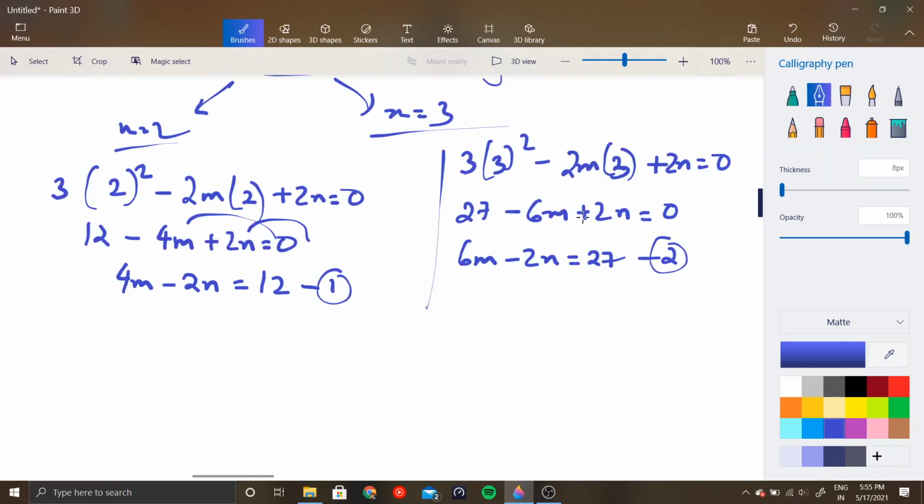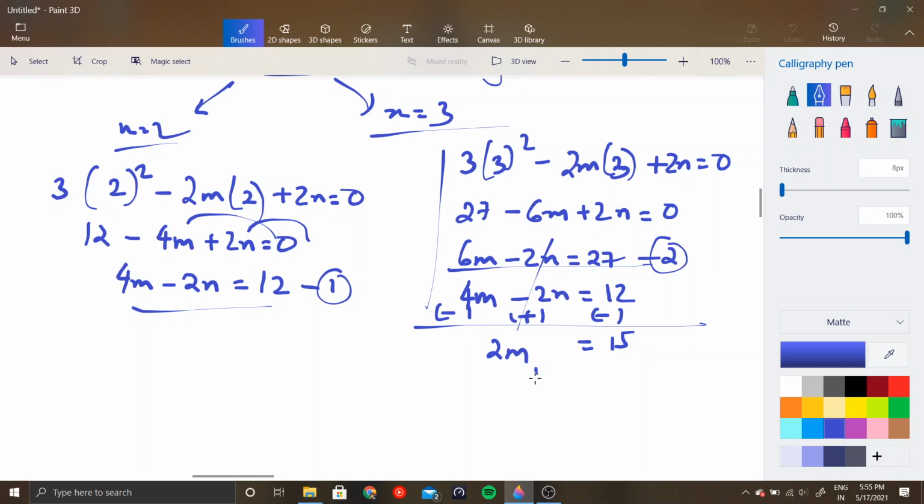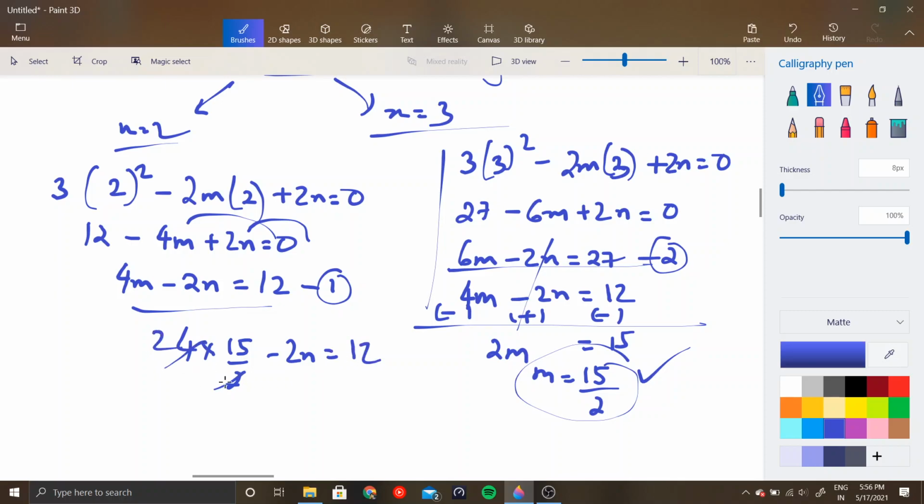Okay, so they are basically a system of linear equations. You can just solve them. I'll solve it for you. This is 4m minus 2n equal to 12. We'll just subtract these equations. On subtracting, we'll have 2m equal to 15, so m is equal to 15 by 2. Putting the value of m in equation 1, 4 into 15 by 2 minus 2n equal to 12. So it comes out that 30 minus 12 by 2 equal to n. This is 18 by 2, so n is equal to 9.